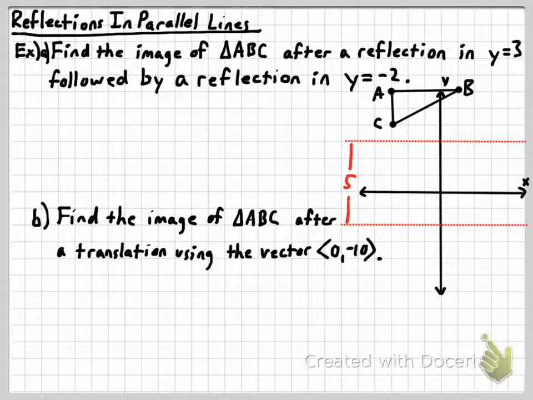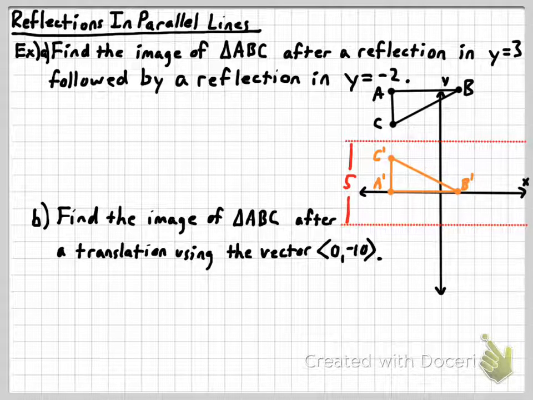Let's go ahead and reflect A, B, and C in the line y equals 3. All right, you should be able to see that point C is 1 unit above the line, so its image will be 1 unit below. Point A is 3 units above the line, so its image should be 3 units below the line of reflection. And then point B is the same. It was 3 units above the line, so its image will also be 3 units below the line of reflection right here. So there's the first image, triangle A prime, B prime, C prime.